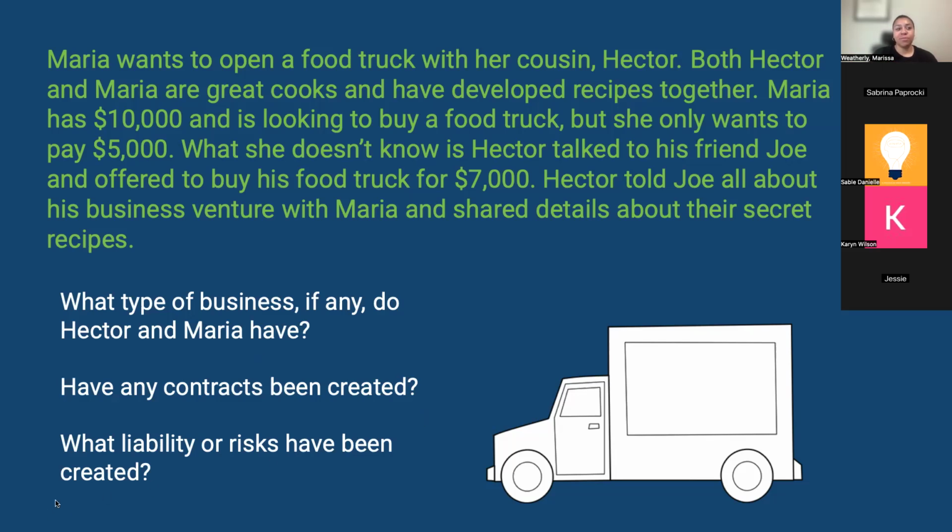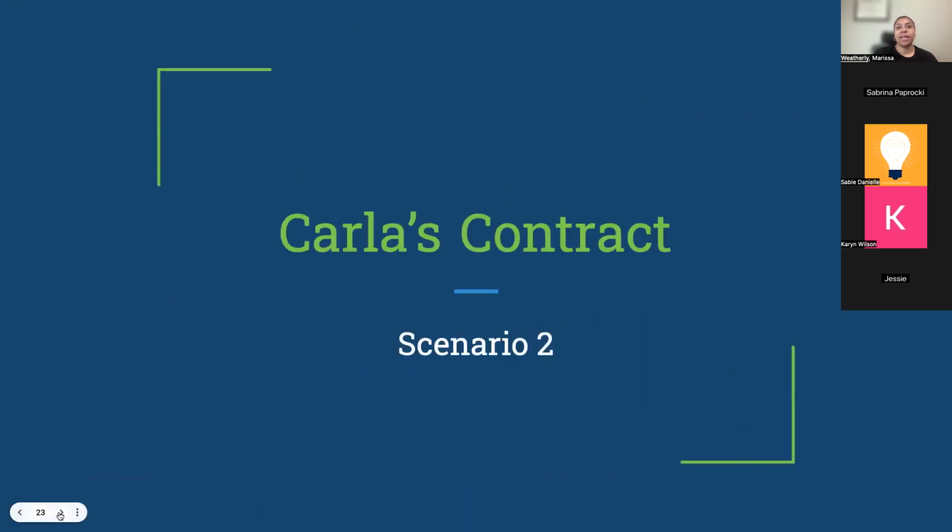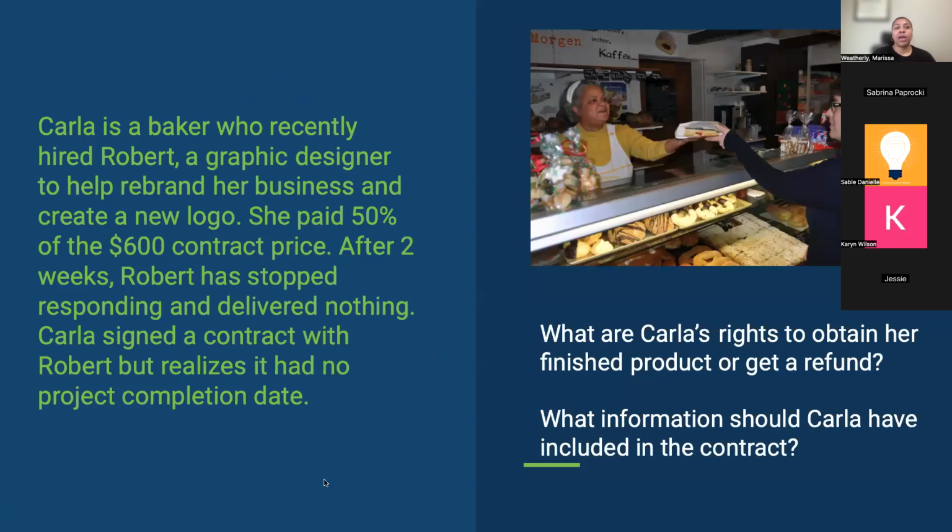Thank you. Okay, so now we're going to move on to the next one. This one is Carla's contract. Carla's a baker who recently hired Robert, a graphic designer, to help rebrand her business and create a logo. She paid 50% of the $600 contract price, so she paid $300. After 2 weeks, Robert stopped responding and delivered nothing. Carla signed a contract with Robert, but realized it has no completion date. So, what are her rights to get the product and a refund? And then, what information should Carla have put in the contract?